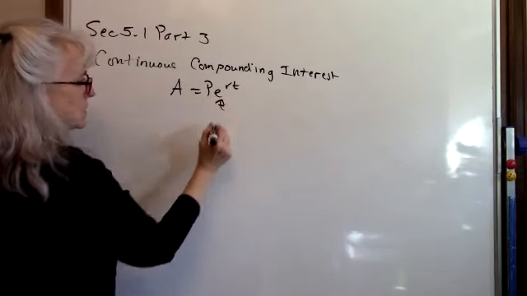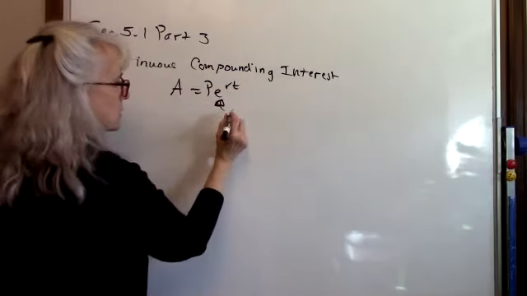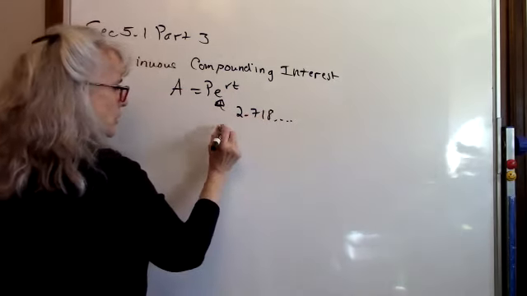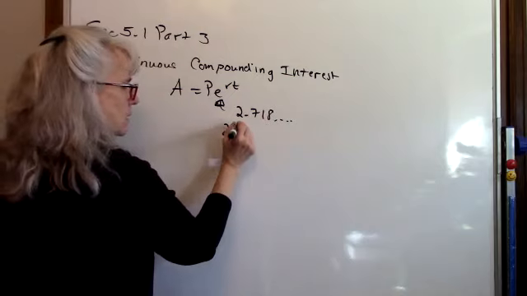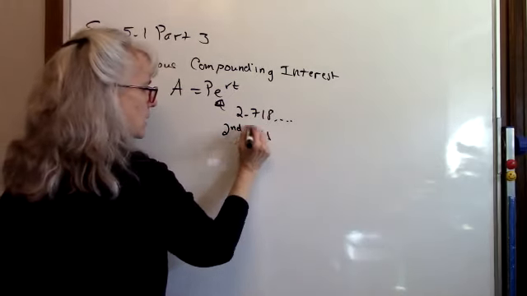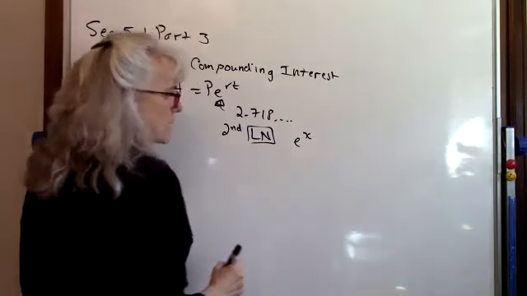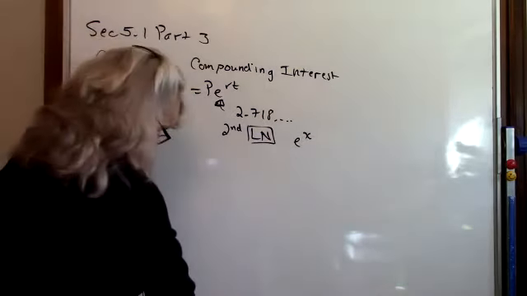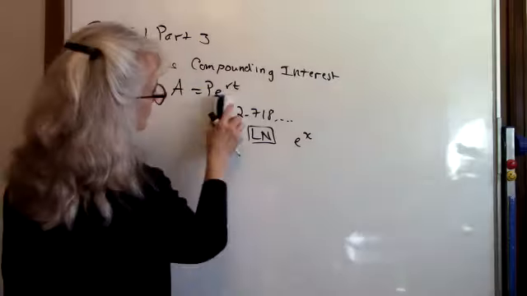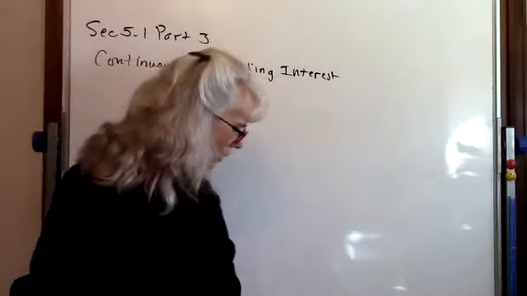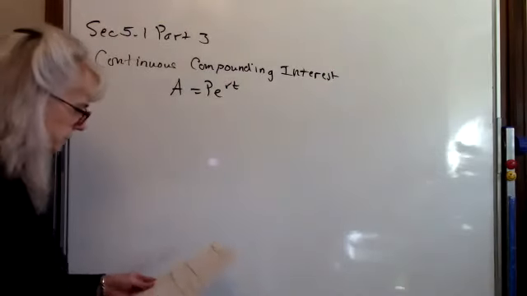And again, e is built into your calculator. It is a constant. It's 2.718, and then it goes on. What you're going to do in order to find it is you're going to see it above the LN key. So if you look at your LN key right above it, you should see e to the x, and that's where we're going to find the e at. You should have had exposure to this formula in the 101 class or your previous algebra class.